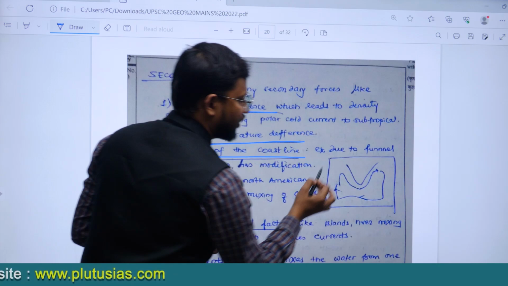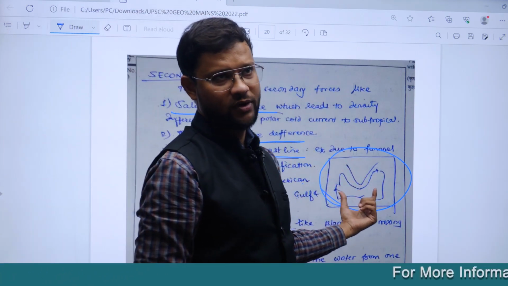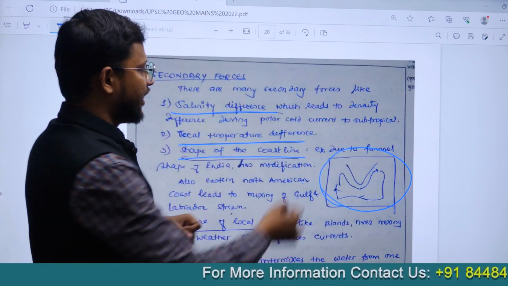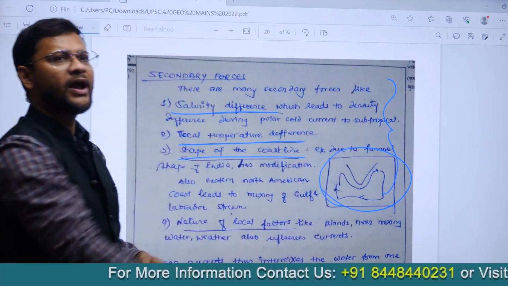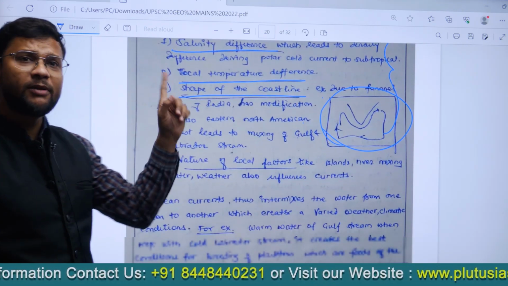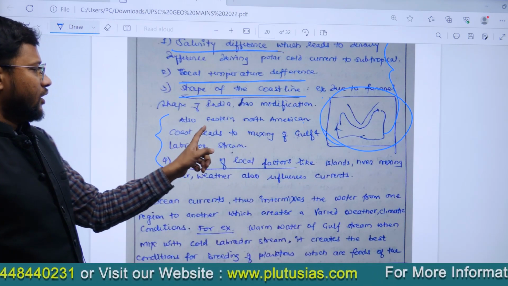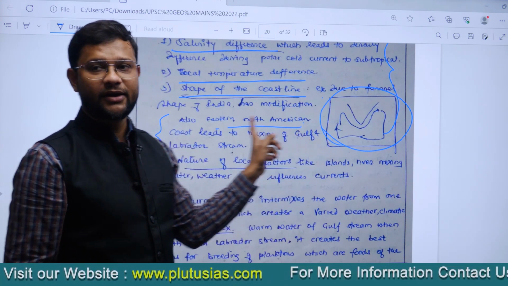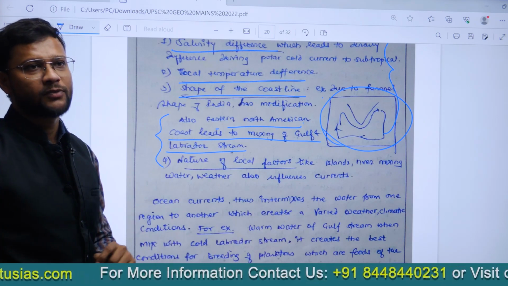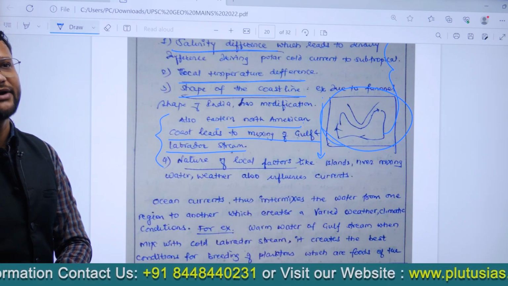You can draw this diagram for the secondary forces. I think a better diagram could be drawn over here. Personally I felt we can draw a better one than this diagram, and you are supposed to add the respective examples. So now part 1 we have addressed. Part 1 we have addressed, and the shape of the Eastern North America coast also leads to mixing of the Gulf and Labrador Streams. So this is a kind of connecting line to the next part, demand second.